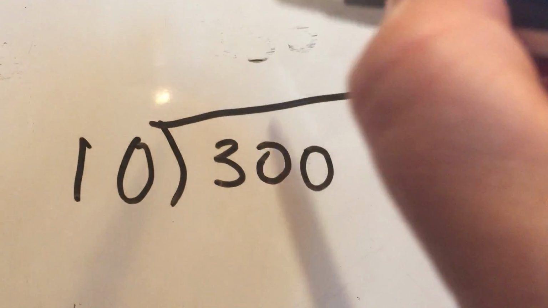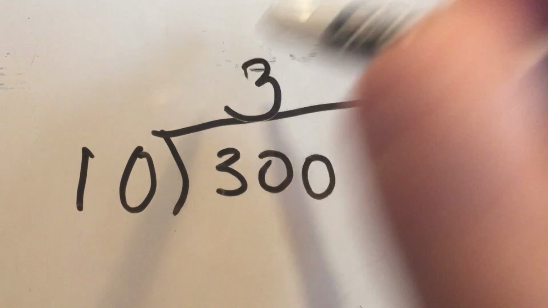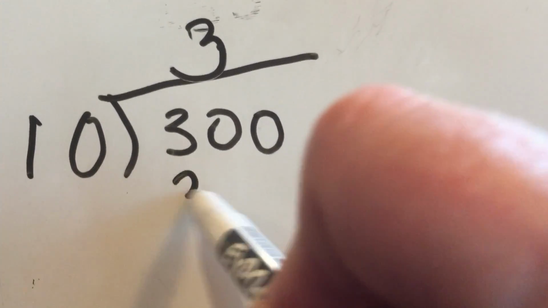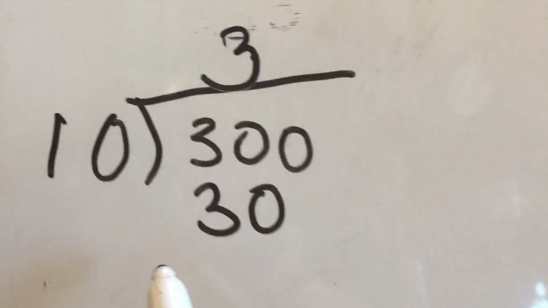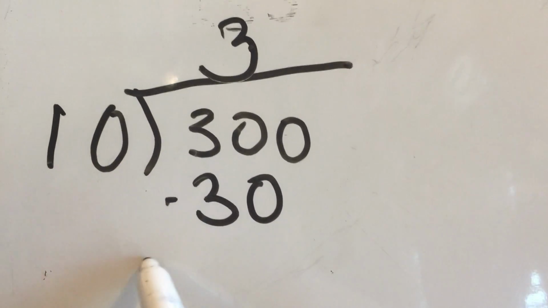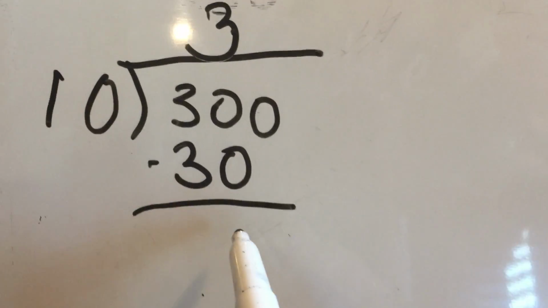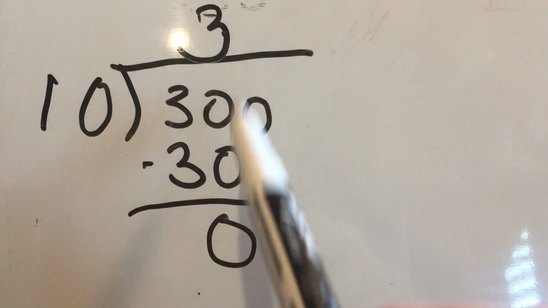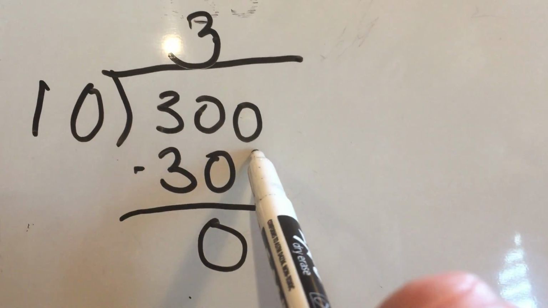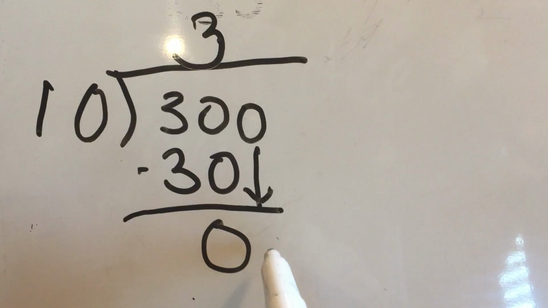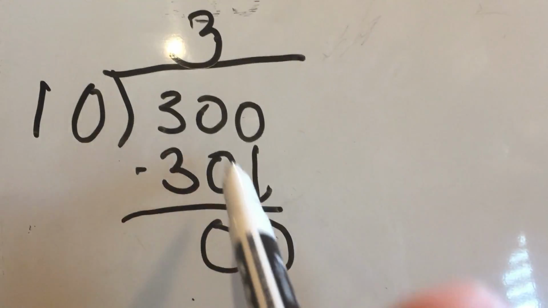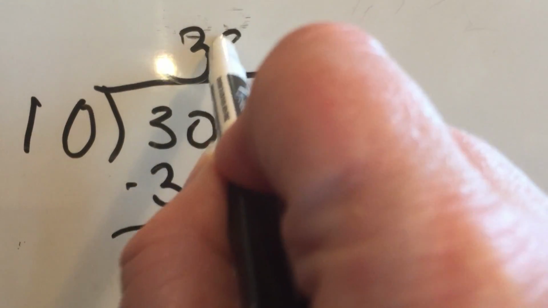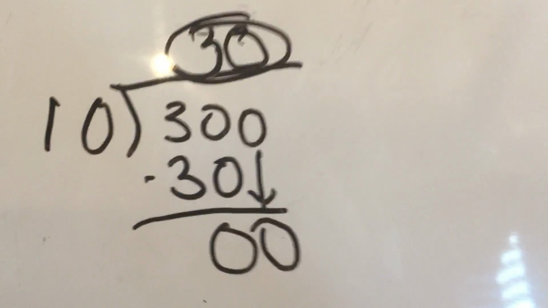10 goes into 300 to 30 three times. 10 times 3 is 30. Subtract. Bring down your 0. 10 will go into 0 times. So the answer to A is 30.